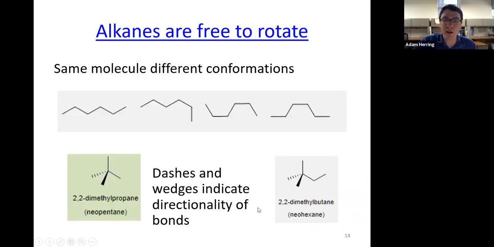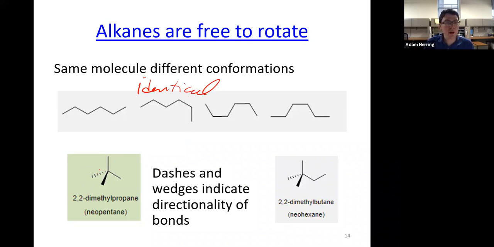I've put a link here, another video that you should watch that helps you to visualize the fact that alkanes are free to rotate. I wanted to put this slide in here to point that out to you and let you know that there's that additional video for you to watch. And this will help you to see that, in fact, this molecule here, this is just one molecule, hexane, drawn in different ways, but these are all identical to each other.